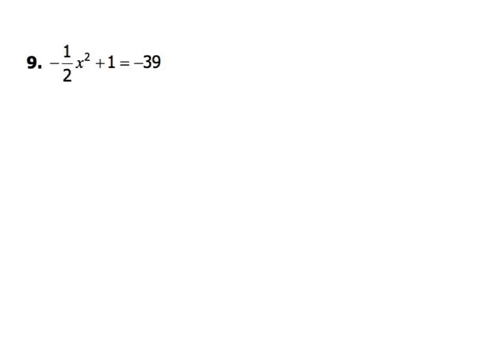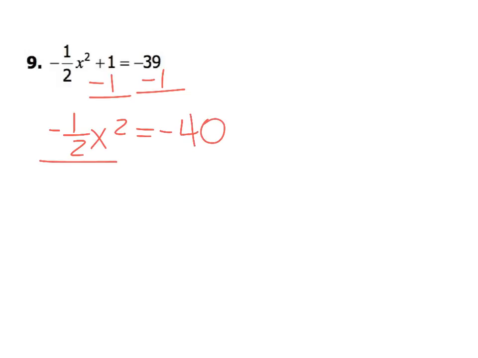So first thing we want to do is isolate the x squared, so we're going to subtract 1 from both sides. We get negative 1/2 x squared equals negative 40. Now, we want to divide both sides by negative 1/2. Now, remember, when we're dealing with fractions, what we're saying here, negative 40 divided by negative 1/2. That is the same as negative 40 over 1 divided by negative 1/2.